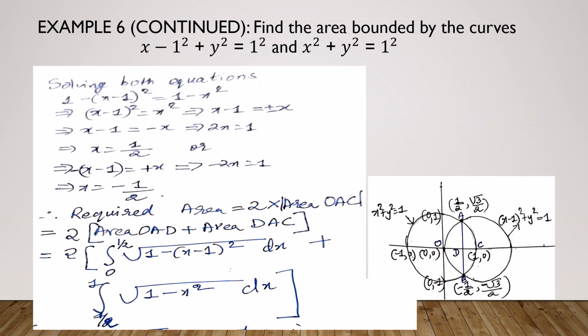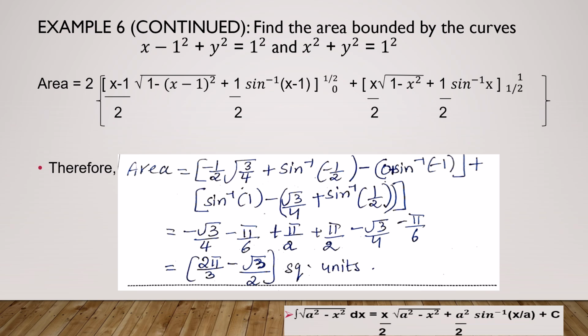For OAD, it will be integral 0 to half root of 1 minus (x minus 1) whole square dx. Plus for DAC, for this area, you can see it is bounded by the line x is equal to half, x is equal to 1, and the curve, which is the circle, x square plus y square is equal to 1, this circle, correct? So now, what is the equation of y from this circle? It is root of 1 minus x square. So the second will be integral of half to 1 root of 1 minus x square dx.